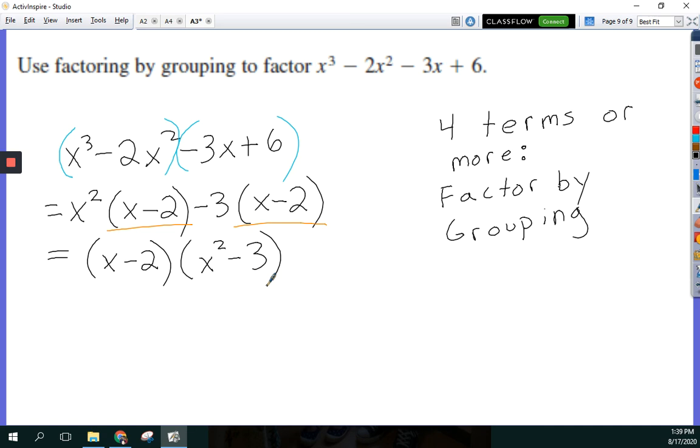Again, making sure to check, does anything in there factor? I don't have any common factors. Notice that I have an x squared and a binomial, but my 3 is not a perfect square, so I can't use that perfect square formula. So that would be my final answer.